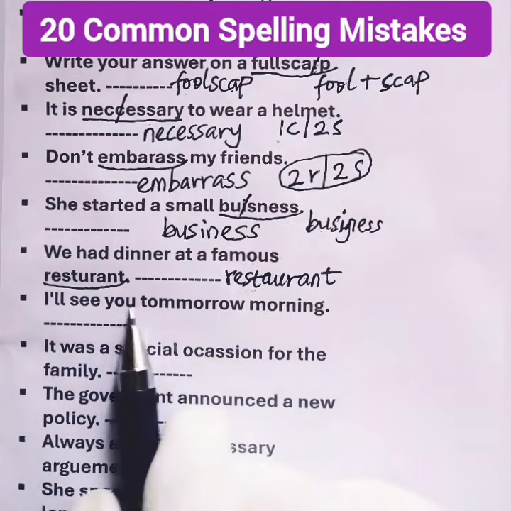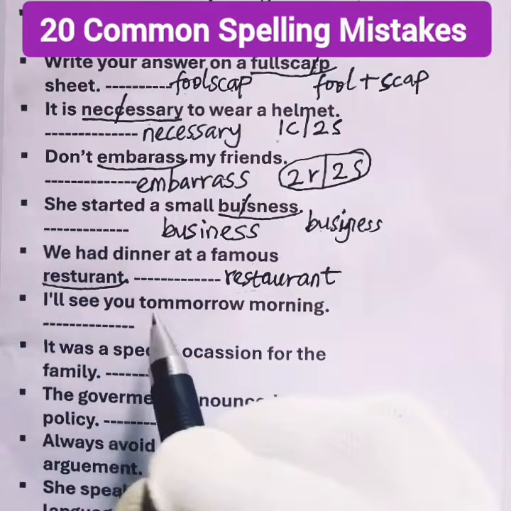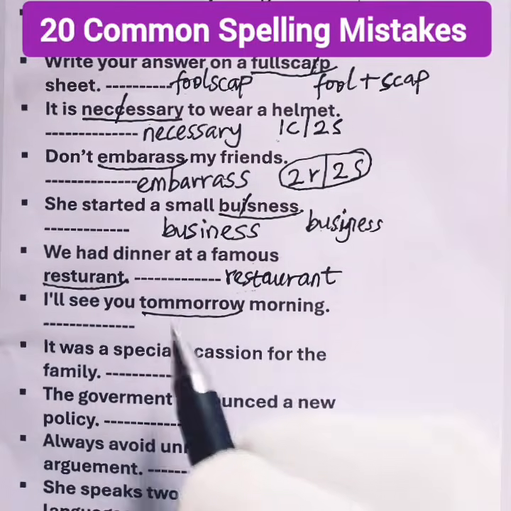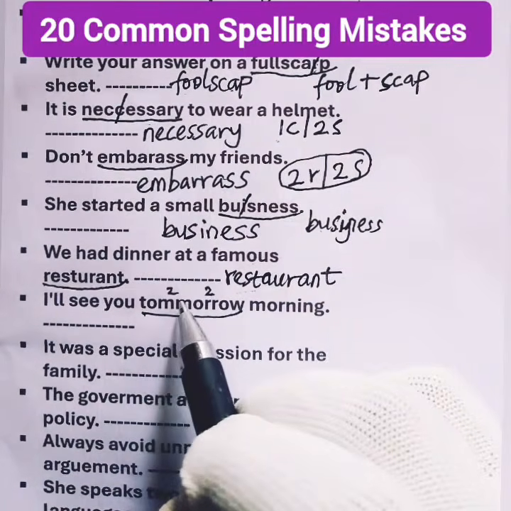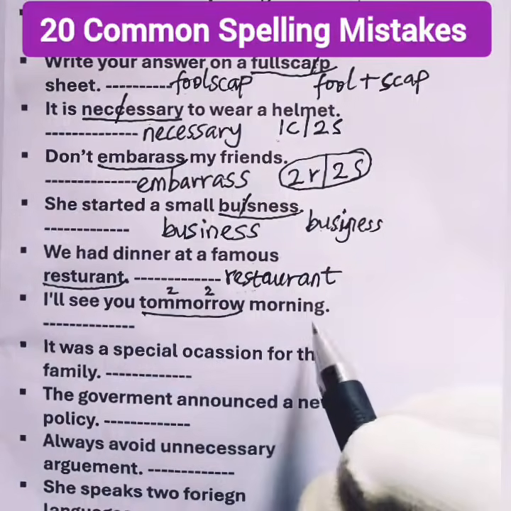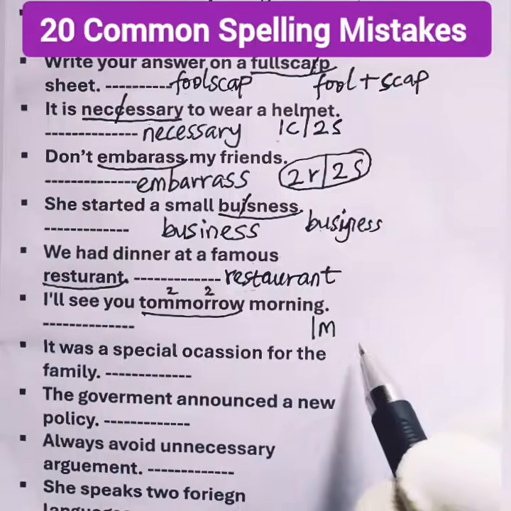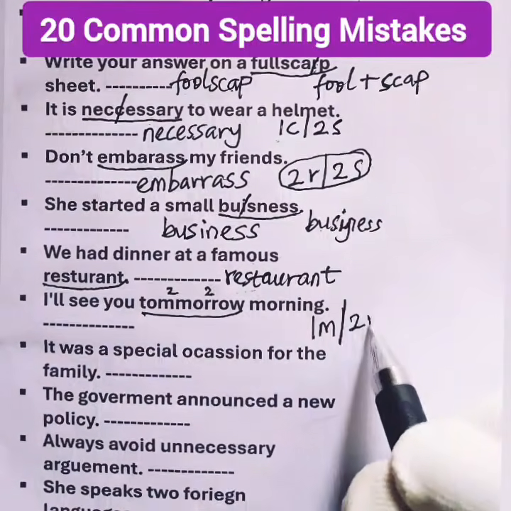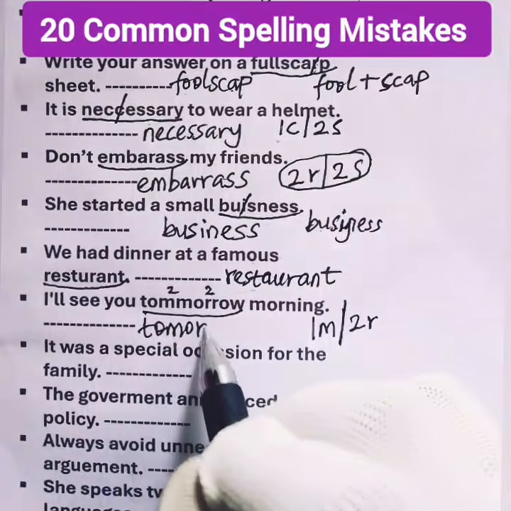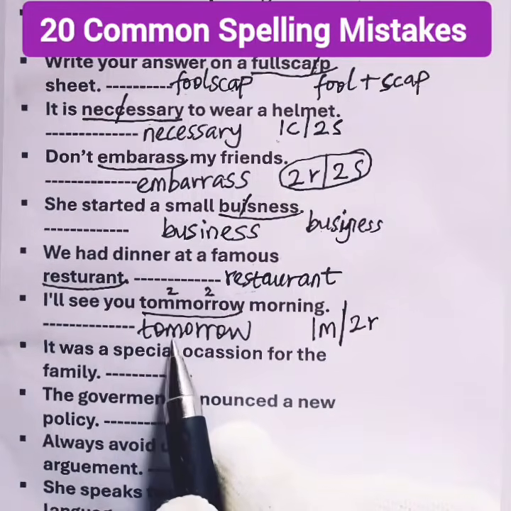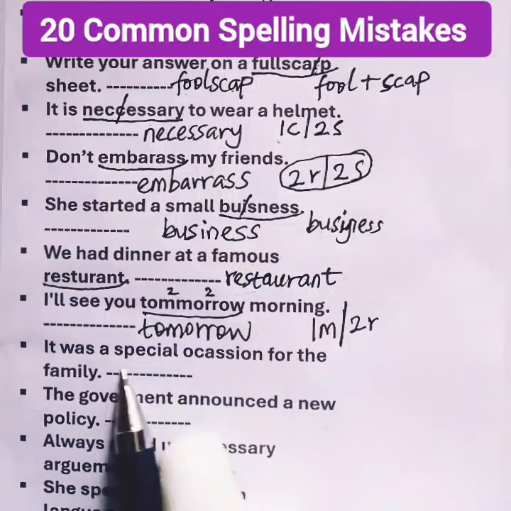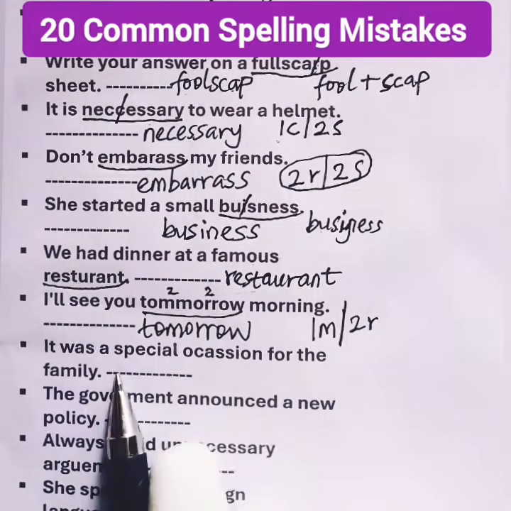Next, I'll see you tomorrow morning. Tomorrow is wrongly spelled here. Do you know what is wrong? Here we have two M's and two R's. When spelling tomorrow, ensure that you have just one M and two R's. Okay, so the correct spelling is tomorrow, one M, two R's. Always remember this, okay?